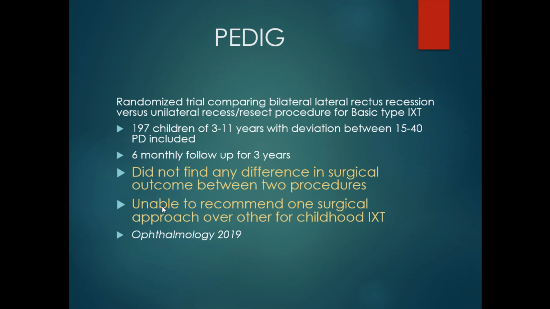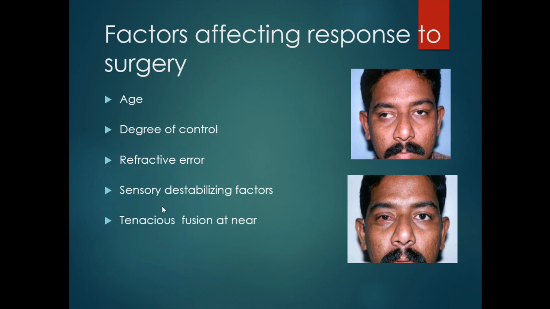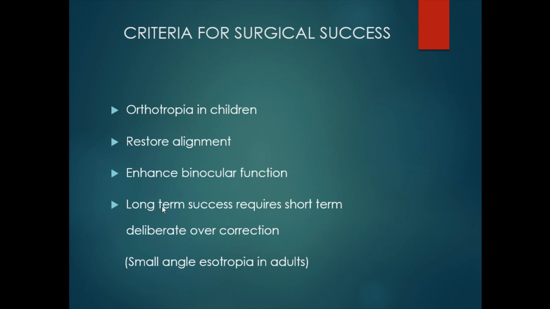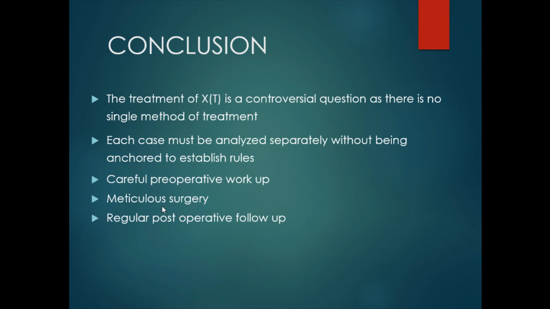So this is again the PEDIG's recommendation. They did not find any difference in surgical outcome between the bilateral recessions and the unilateral R&R. So the other factors which affect the outcome of surgery. The criteria for success would be orthotropia, restored alignment, better stereopsis, better binocular function, and to conclude, it's a very controversial question as there is no single method of treatment. So each case must be analyzed separately, and depending upon the age of the child, the angle of deviation, and the surgeon's comfort, you should do a careful preoperative workup, meticulous surgery, and regular follow-up.